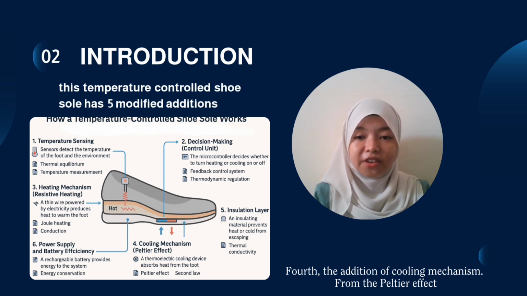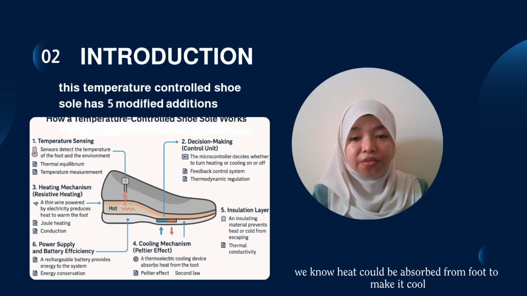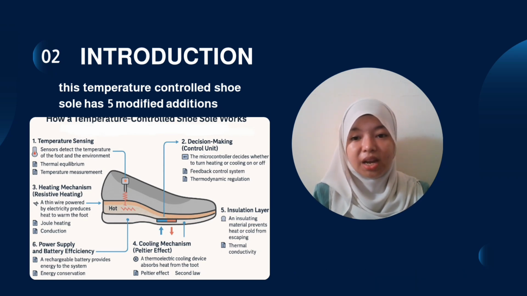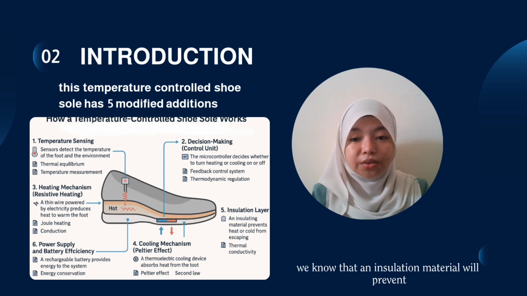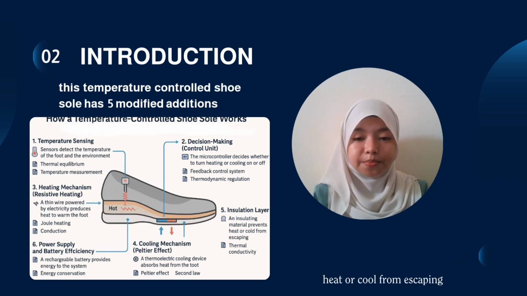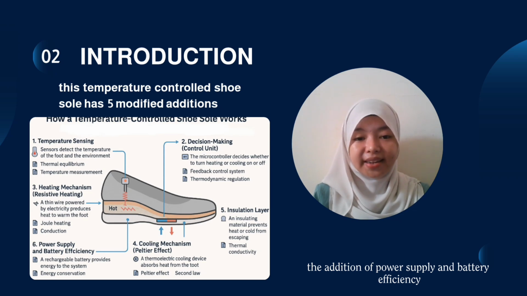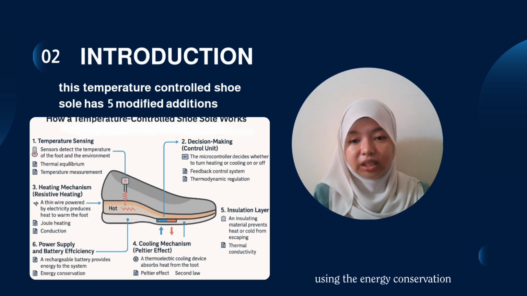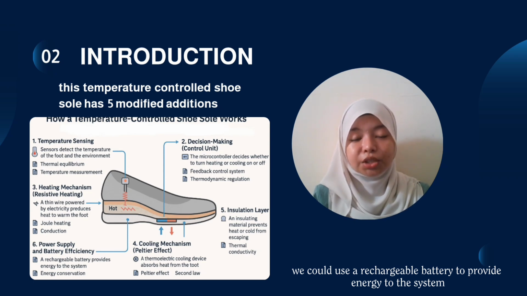From the Peltier effect and the second law of thermodynamics, we know heat could be absorbed from the foot to make it cool. Fifth, the addition of an insulation layer. From thermal conductivity, we know that an insulation material will prevent heat or cool from escaping. And lastly, the sixth, the addition of power supply and battery efficiency. Using energy conservation, we could use a rechargeable battery to provide energy to the system.